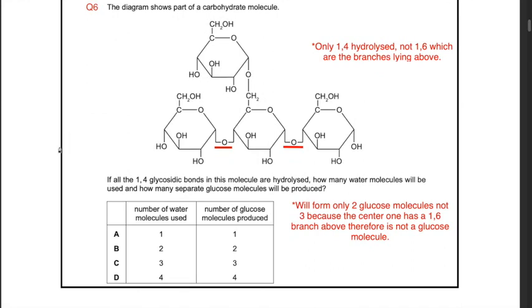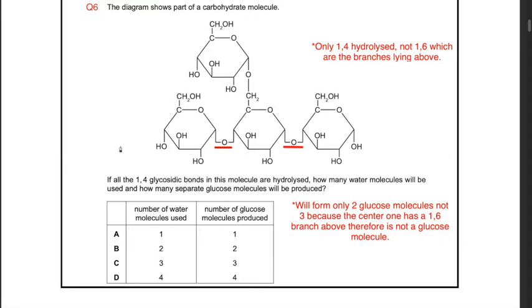Question 6. The diagram shows part of a carbohydrate molecule. If all the 1,4 glycosidic bonds in this molecule are hydrolyzed, how many water molecules will be used and how many separate glucose molecules will be produced? I have underlined where hydrolysis will occur, and only 2 water molecules will be required, as hydrolysis occurs between the 1,4 glycosidic bonds, as they have mentioned in the question, if all the 1,4 glycosidic bonds are hydrolyzed.